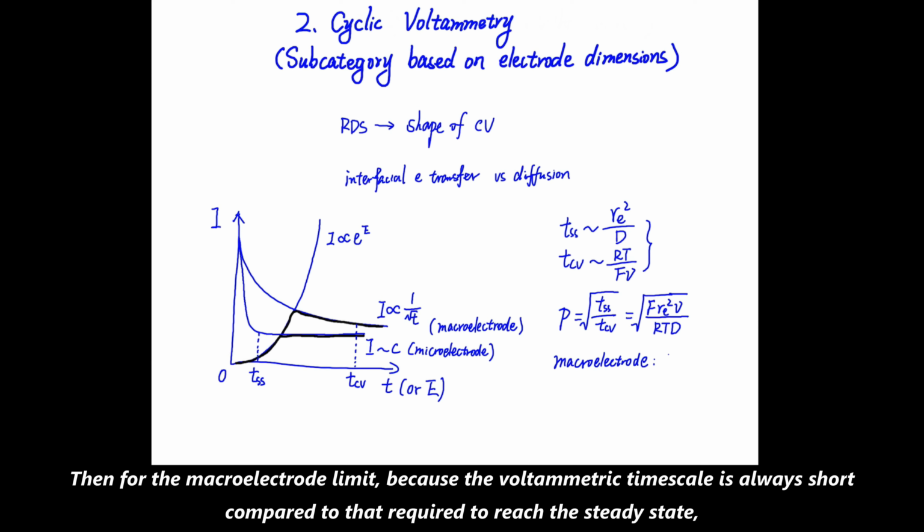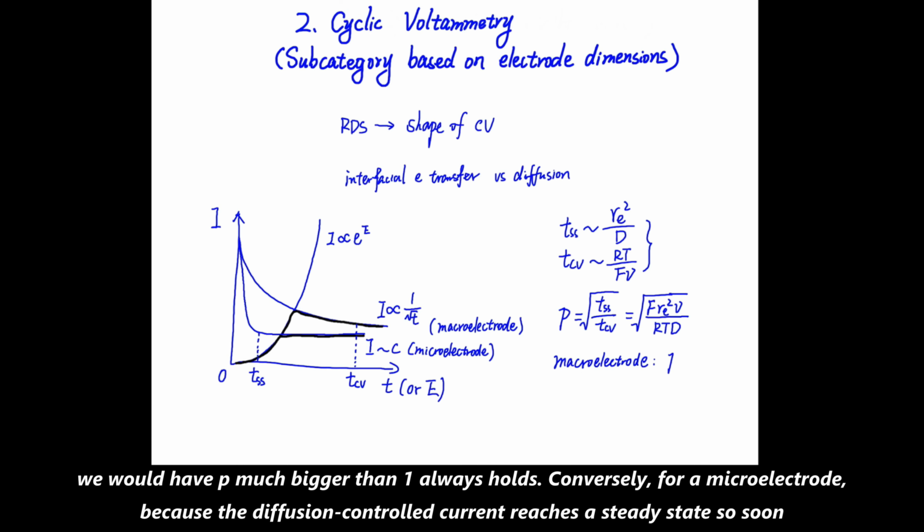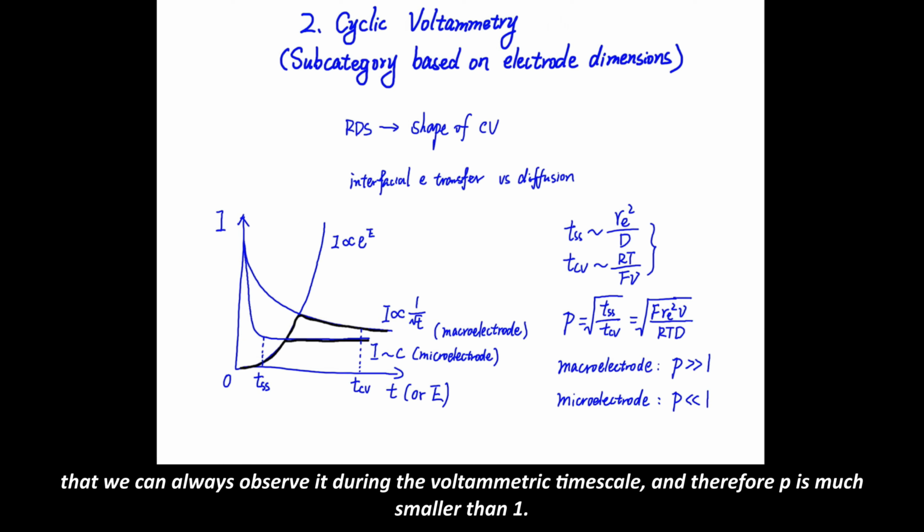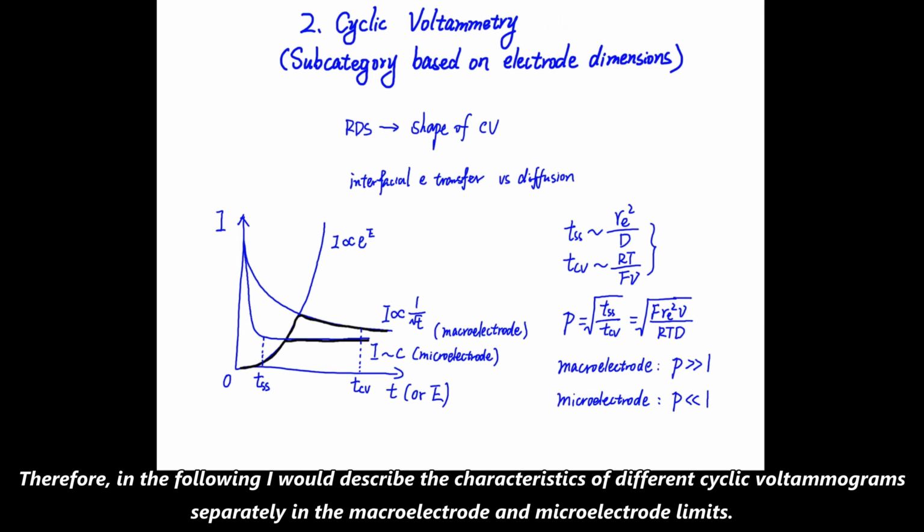For the macroelectrode limit, because the voltammetric time scale is always short compared to that required to reach the steady state, we would always have p much bigger than 1. Conversely, for the microelectrode, because the diffusion-controlled current reaches steady state so soon that we can always observe it during the voltammetric time scale, p is much smaller than 1. Therefore, in the following I will describe the characteristics of the cyclic voltammograms separately in the macroelectrode and microelectrode limits.